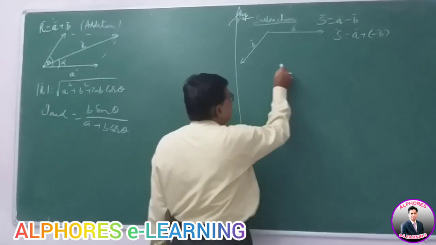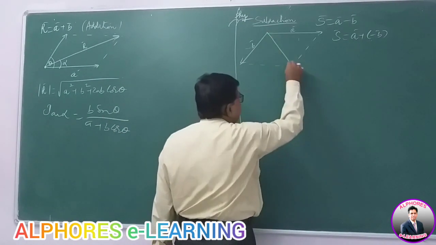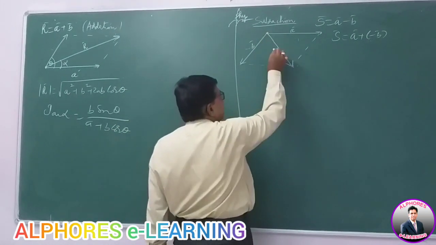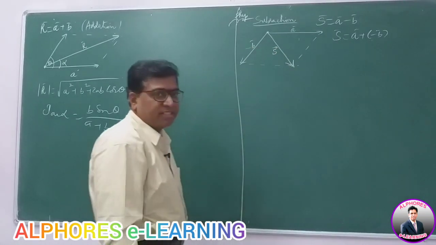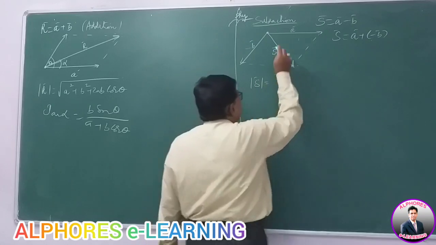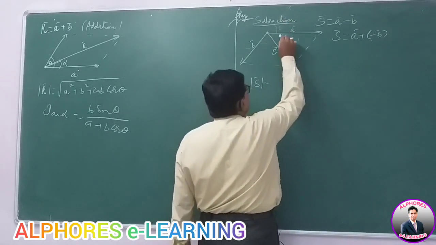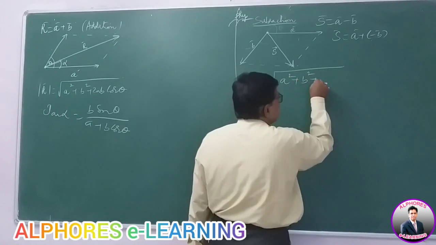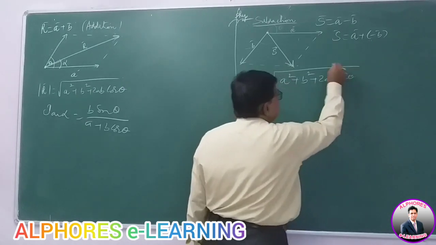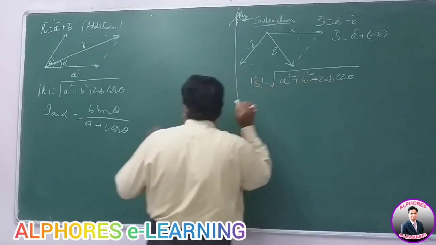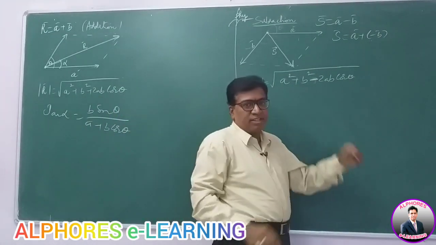If these two are also represented as two sides of a parallelogram, then the diagonal passing through the point of intersection represents the resultant vector. This is the subtraction resultant. And this represents the addition resultant r bar. Now, the angle between a and b is theta. This is 180 minus theta. So the subtraction magnitude is root of a square plus b square plus 2ab cos(180 minus theta), that is a square plus b square minus 2ab cos theta. Addition resultant has plus 2ab cos theta. Subtraction has minus 2ab cos theta.